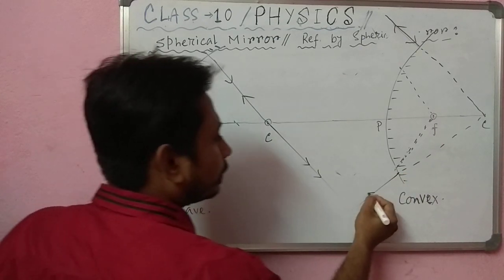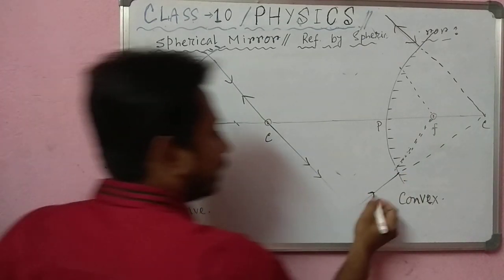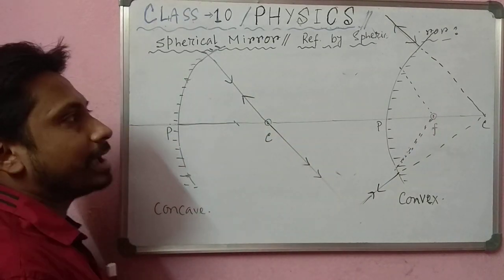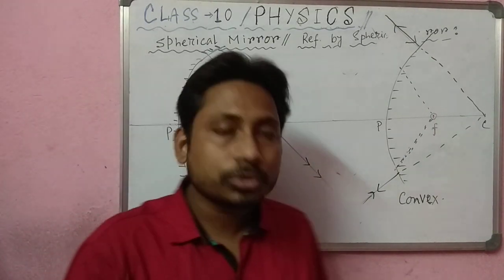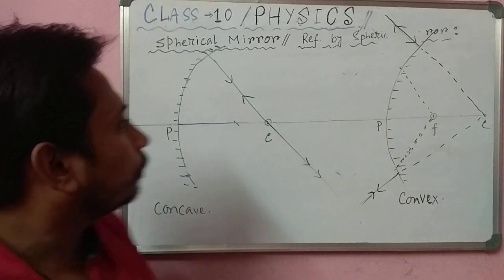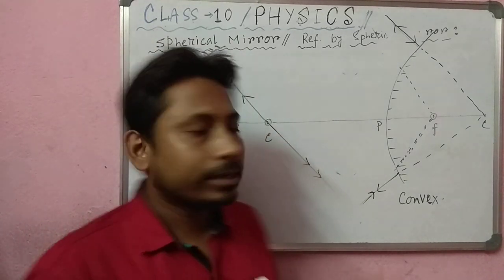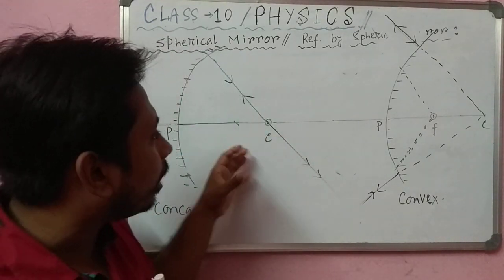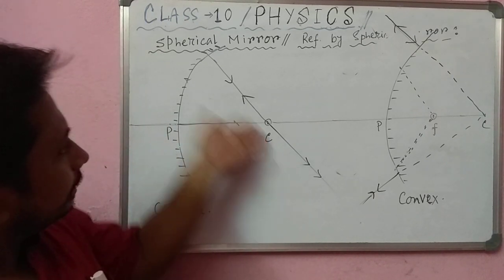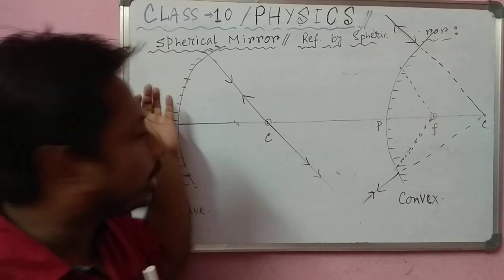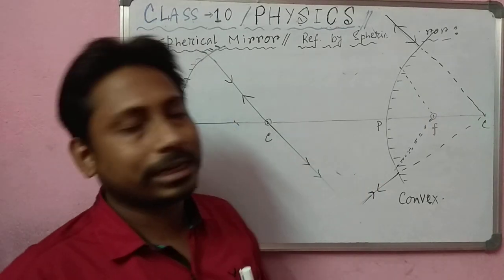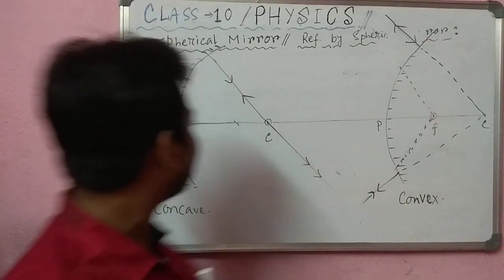Suppose any light going to meet the center of curvature, it goes out in the same manner. So this is, students, for the center of curvature. The center of curvature is a point. From this point, if any light is incident on the mirror, it completely reflects back along the same path through the center of curvature in the same manner. Okay.